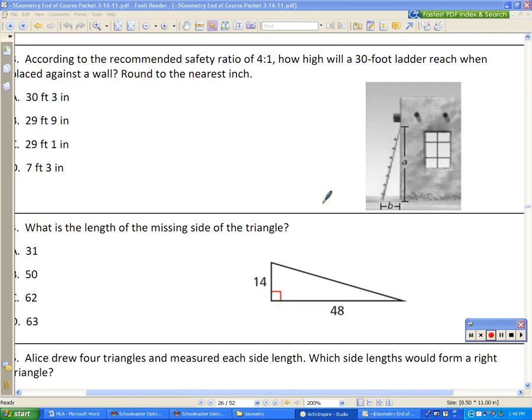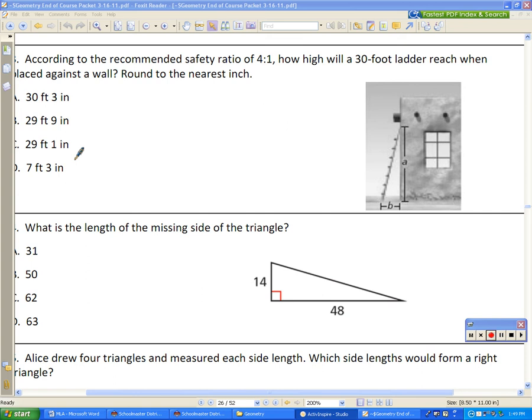7.3. Okay. But that told us how far the ladder could be from the base. We want to know how high it can be off the ground. So what do you do to that to figure that out? Multiply by 4. So what's 7.3 times 4? 29.2. So 29 feet 9 inches or 29 feet 1 inch? 29 feet 1 inch is closer to 29.2. Okay?